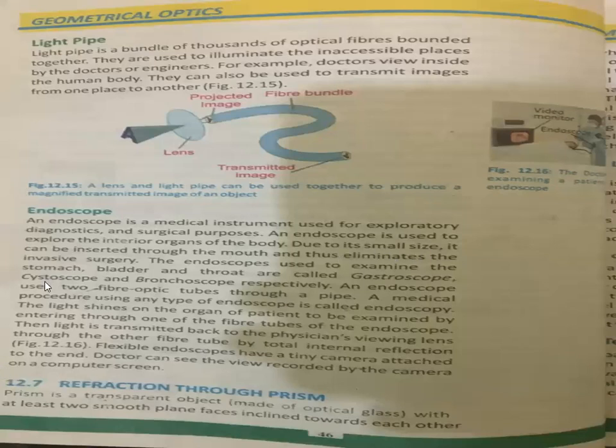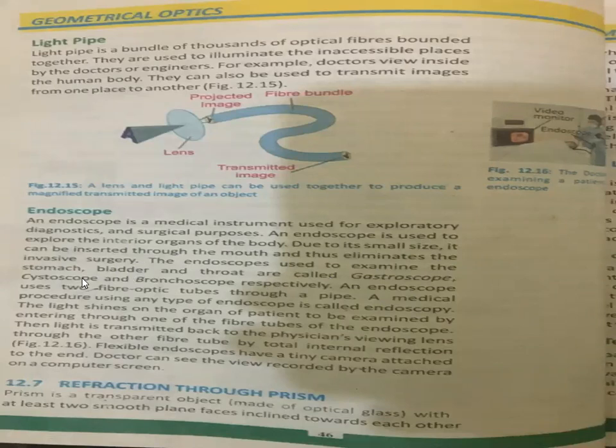Due to its small size, it can be inserted through the mouth. This endoscope can be inserted into your mouth in order to examine your body organs, and thus eliminate invasive surgery. If you use it, you don't require any surgery, because in surgery the doctor has to open your body. So they don't do this. They use this medical instrument, inserted through your mouth, to examine different organs in your body. There are three types of endoscopes.